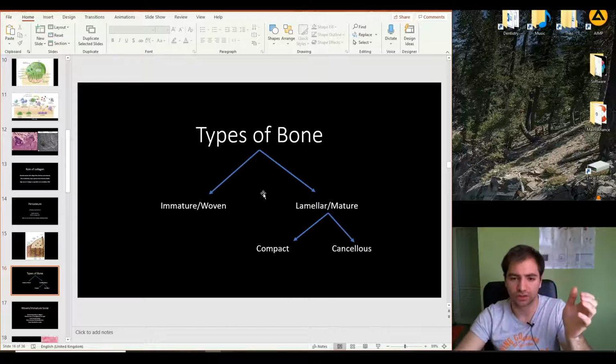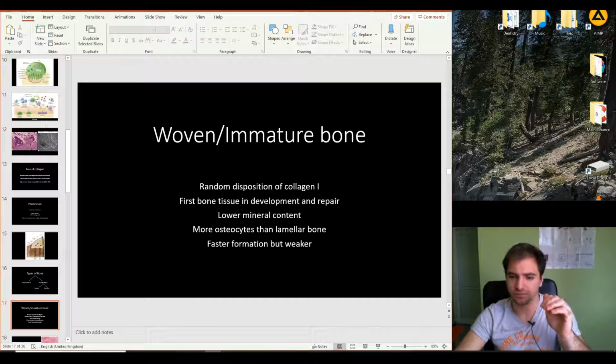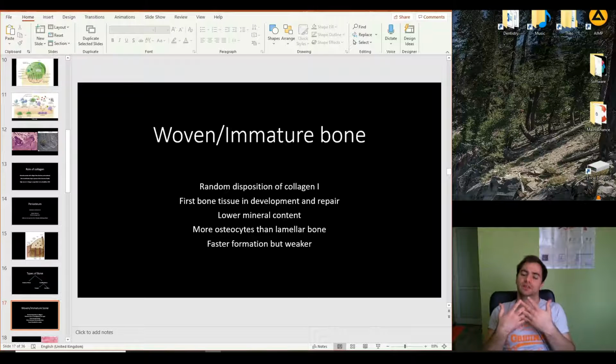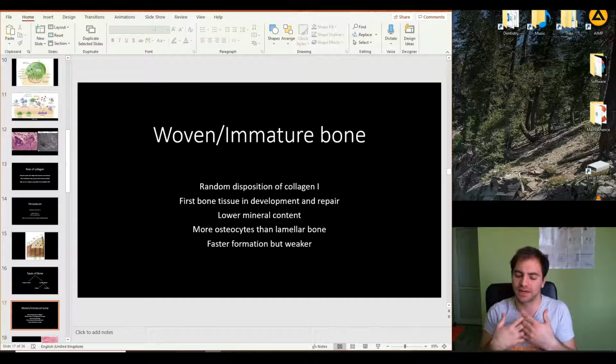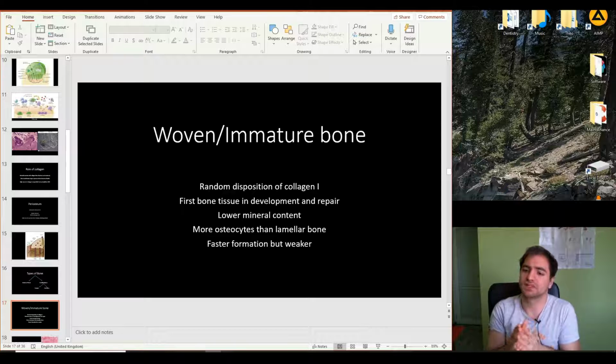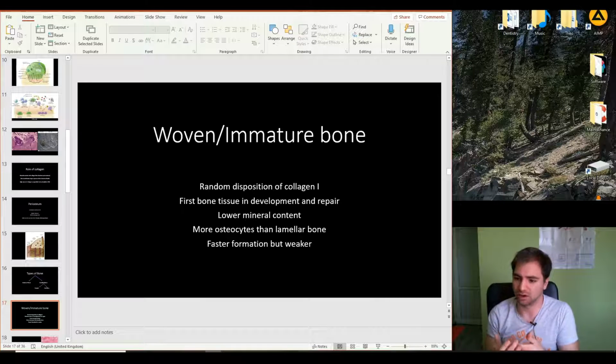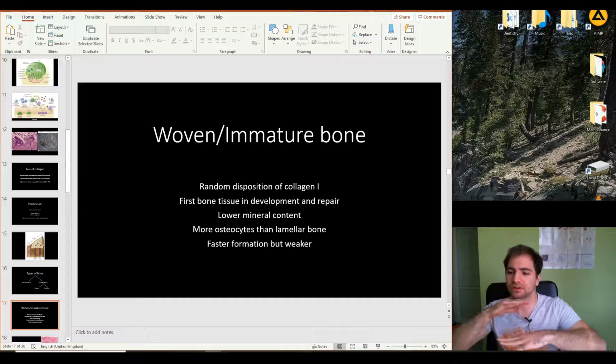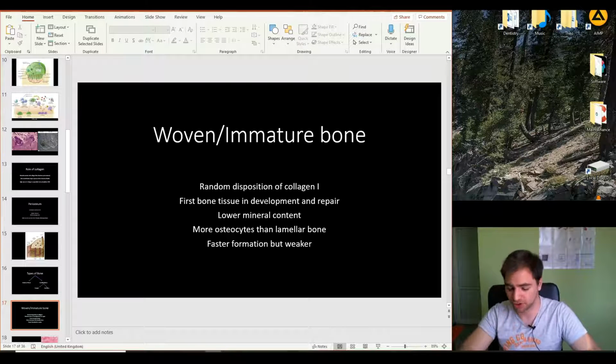So let's start talking about the immature bone, then we'll discuss the subcategories of the lamellar bone. As I was saying before, the woven bone, the immature bone, of course, contains type 1 collagen, the same as the lamellar, but in the case of the immature bone, it contains randomly arranged collagen type 1. That's why it's less strong and less flexible, because of the irregular deposition of collagen type 1.